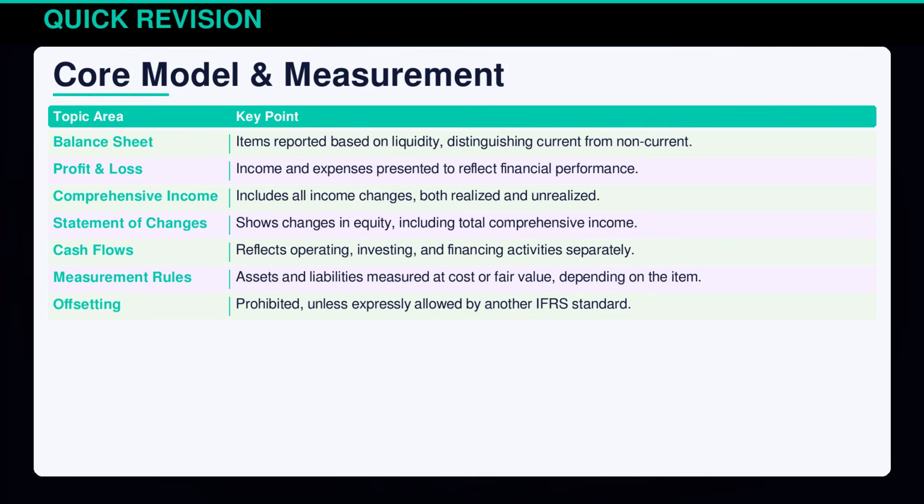IAS 1 lays out core presentation elements with a focus on liquidity and performance. Balance sheets separate current from non-current items. Profit and loss accounts capture operational outcomes, while comprehensive income reflects all income changes. The statement of changes in equity highlights equity movements. Cash flows break down operational, investing, and financing activities. Measurement rules dictate asset and liability values, with strict offsetting regulations for clarity.